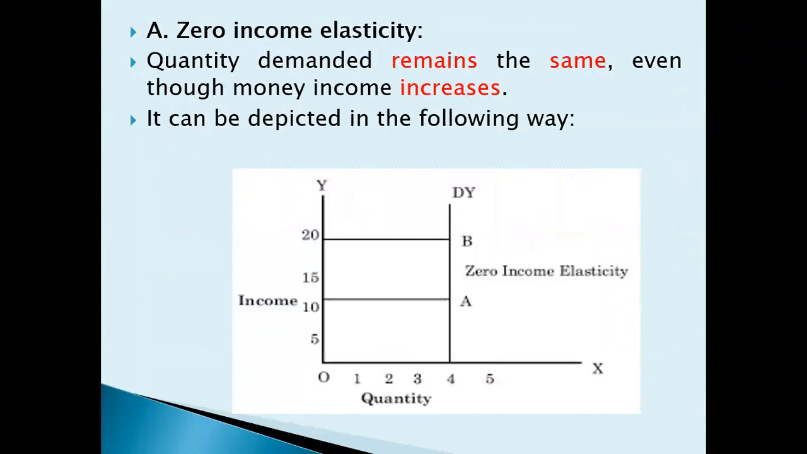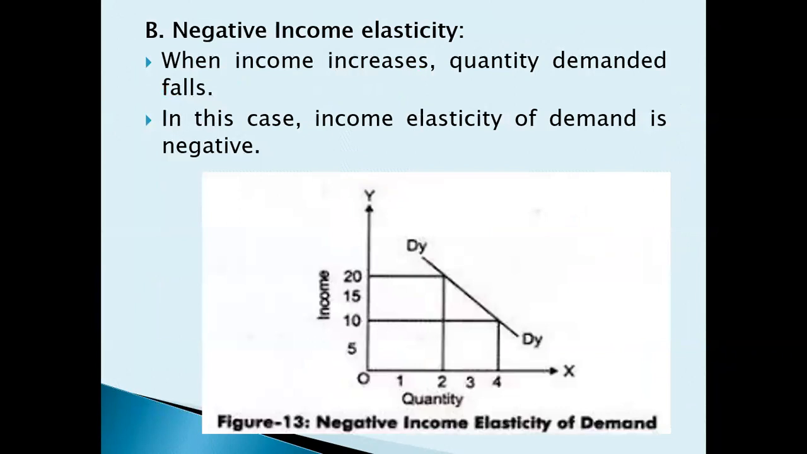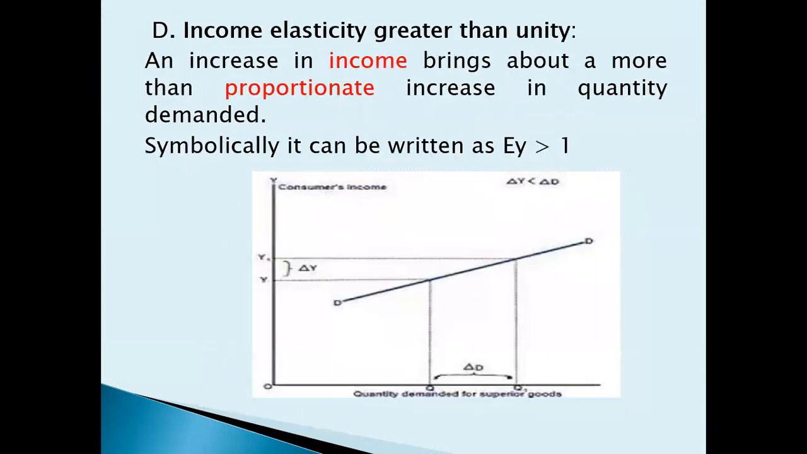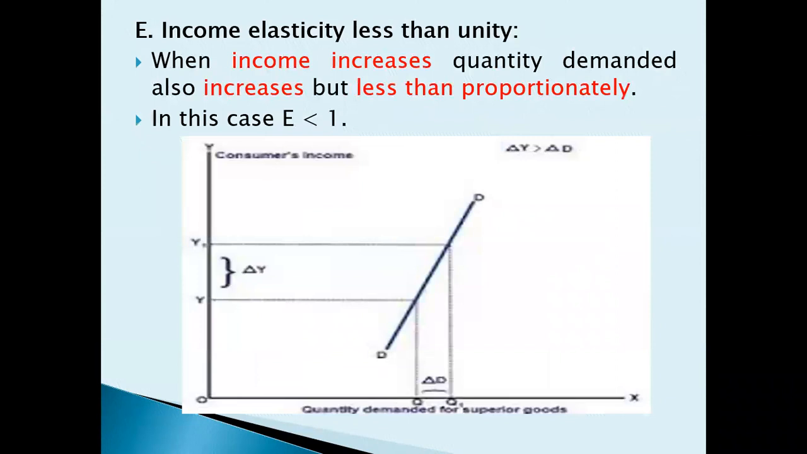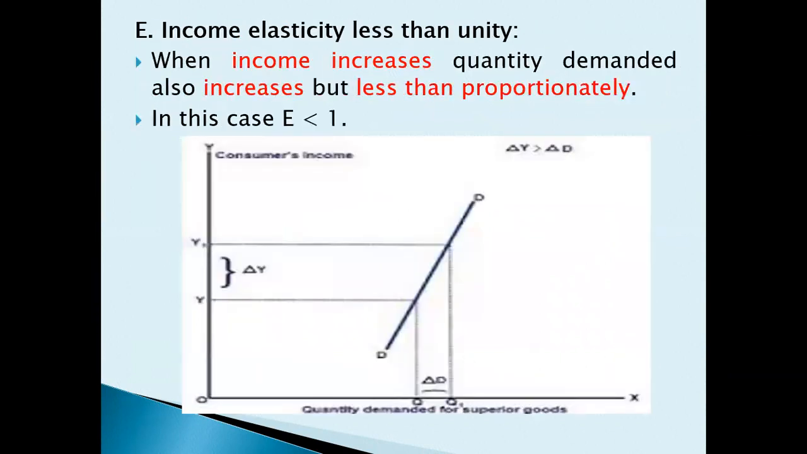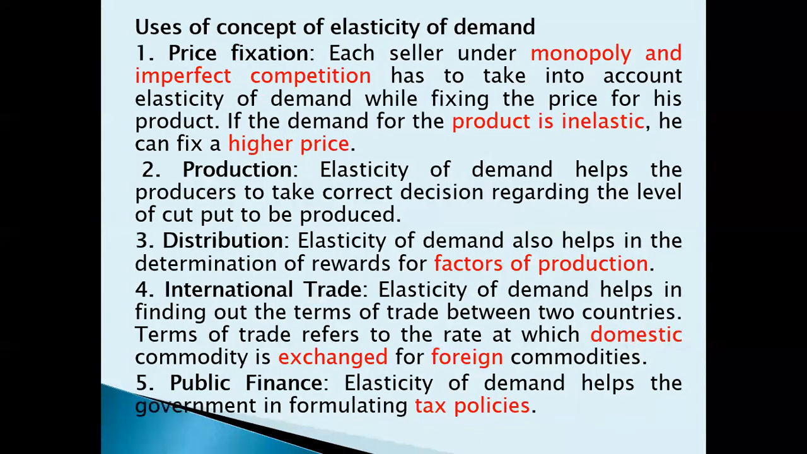So we have studied zero income elasticity, then we have studied negative income elasticity. Next is unit income elasticity, greater than unity, and income elasticity less than unity. Just look at these two graphs. So this is something about income elasticity of demand.